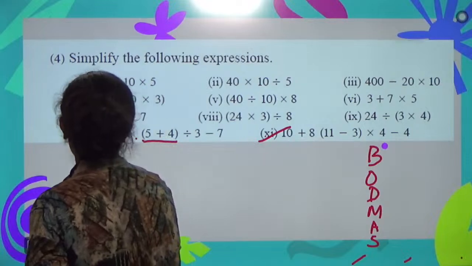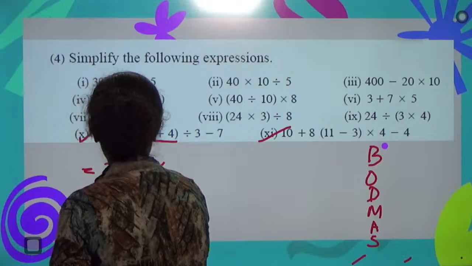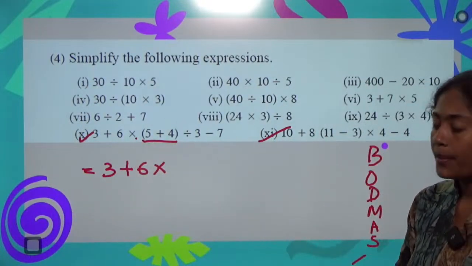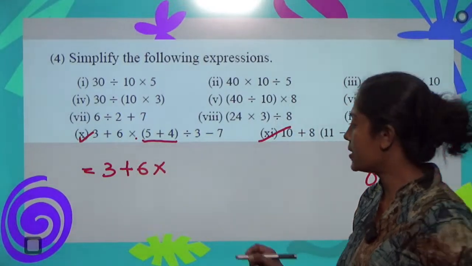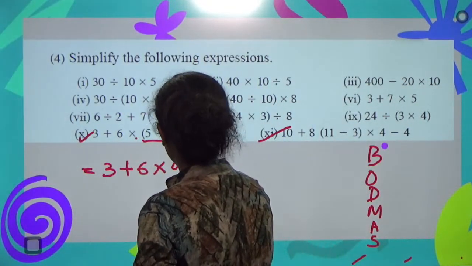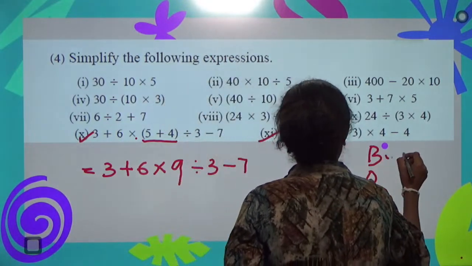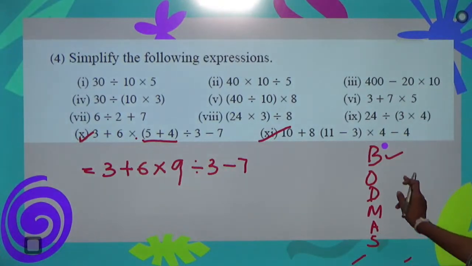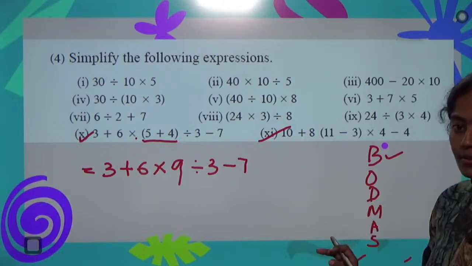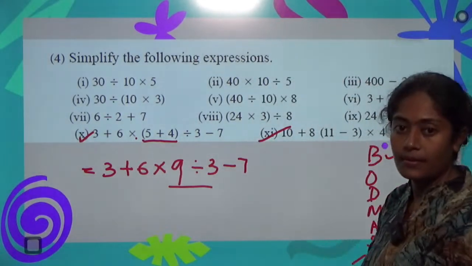Then I'll write 3 plus 6 multiplication. Now I am going to simplify brackets. 5 plus 4, what is the value? Answer is 9. Then division 3 minus 7. Brackets we have simplified, right? Then what I have to do? O, that means orders we don't have, then division, right? Where we have division? Here 9 divided by 3. Is that okay?